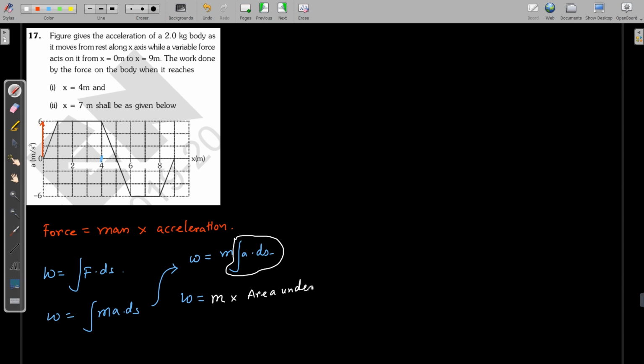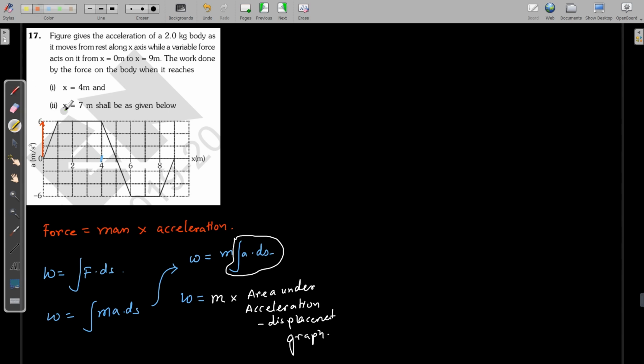under the acceleration displacement graph. Clear? Why? Because m is constant and here I am getting the integration of a dot ds. So why am I doing this here? Because the acceleration displacement graph is given.